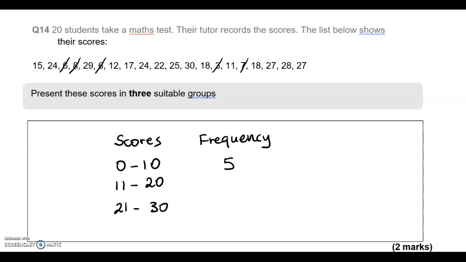How many are between 11 and 20? That includes 11 and 20, by the way, just like the one above includes 0 and 10, and the one below it or underneath it includes 21 and 30. Then we have 1, 2, 3, 4, 5, 6 of them. Between 21 and 30, we've got 1, 2, 3, 4, 5, 6, 7, 8, 9. We'll present this nicely in a table now.